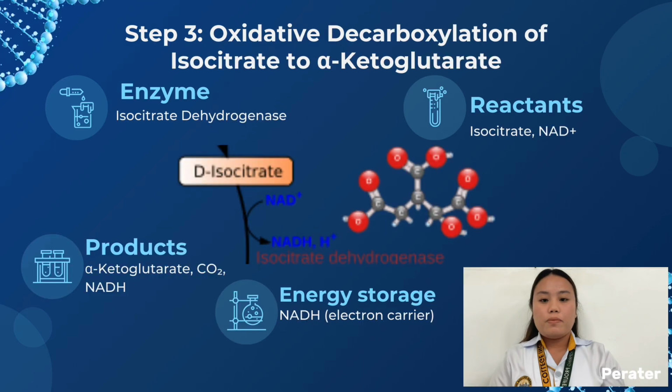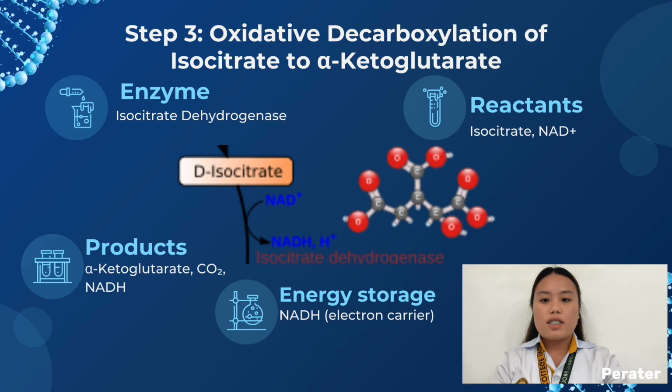Step 3, oxidative decarboxylation of isocitrate to alpha-ketoglutarate. In step 3, isocitrate undergoes oxidation and decarboxylation to form alpha-ketoglutarate, a 5-carbon molecule. Oxidation: first, isocitrate is oxidized by the enzyme isocitrate dehydrogenase, which uses NAD+ as an electron acceptor. During this reaction, NAD+ is reduced to NADH, capturing the high-energy electrons for use in the later steps of the cell's energy production pathways.